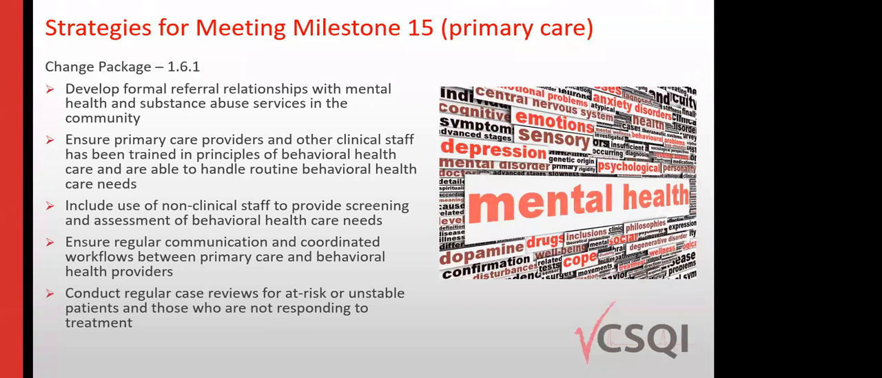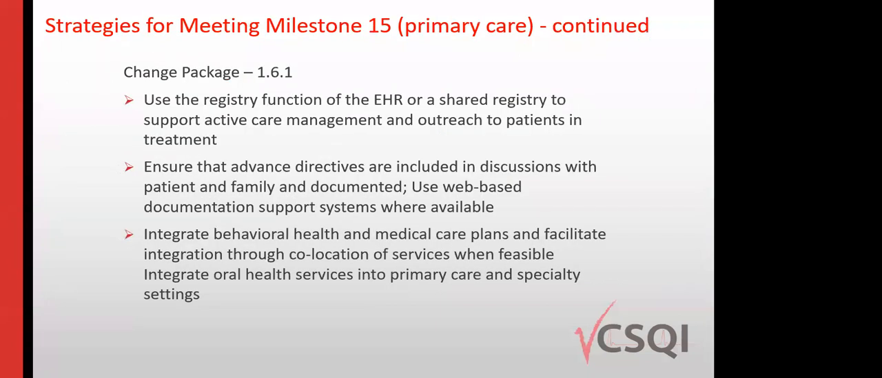You want to include the use of non-clinical staff, perhaps, to provide screening and assessment tools, and to ensure that regular communication and coordinated workflows are happening between primary care and the behavioral health care providers your patients are seeing. You want to conduct regular case reviews for at-risk or unstable patients and for those who are not responding to treatment. A few more strategies on the next slide.